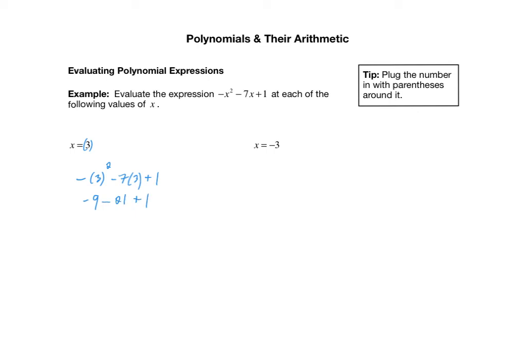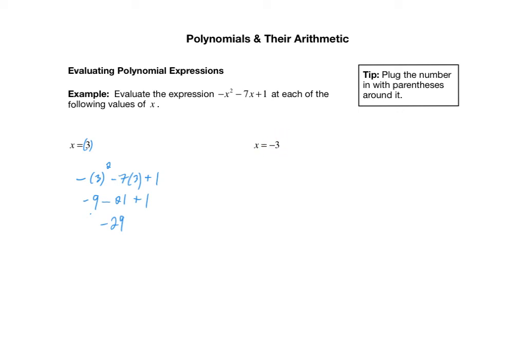And to complete this, we do this from left to right because subtraction and addition are on the same tier of the order of operations. We've got negative 9 minus 21 is negative 30. Negative 30 plus 1 is negative 29. So this polynomial expression is negative 29 when you plug in 3 for x. Let's try this again, but we'll plug in negative 3 here.